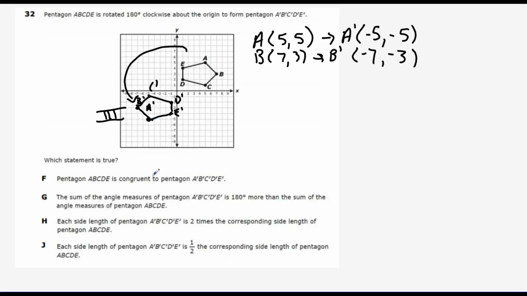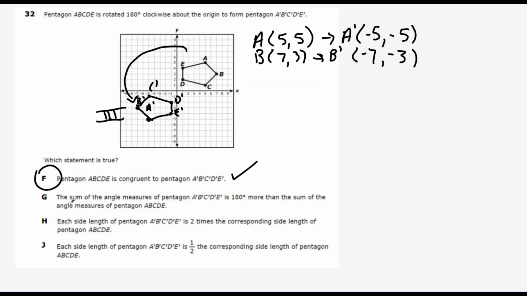We didn't really need to do that because if we look, it's not about the points, it's just what it looks like. So F says pentagon is congruent to the new pentagon. Well, if we're just rotating it, it doesn't change size. This is absolutely true. This is the correct answer. It could have been done from there. Rotations don't change size.